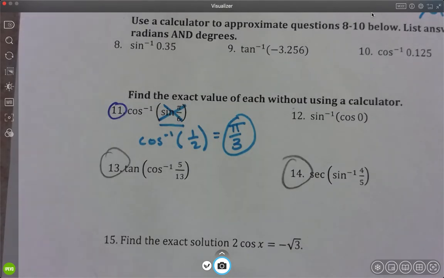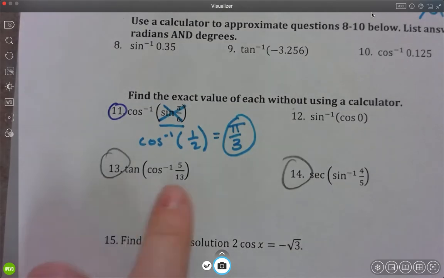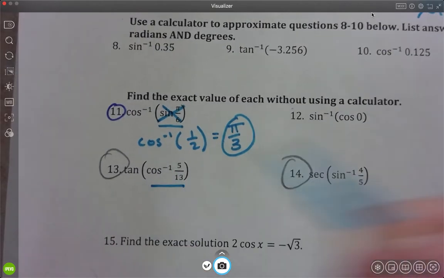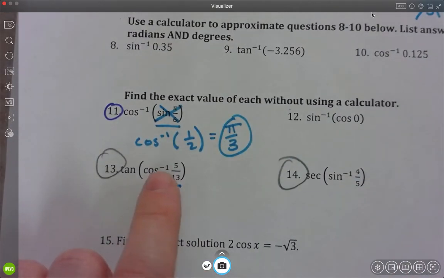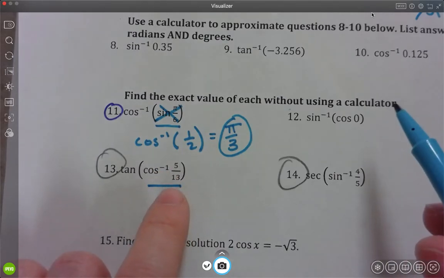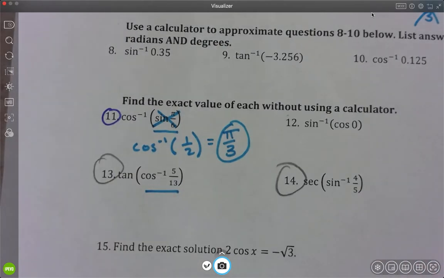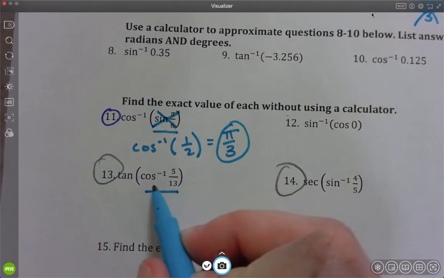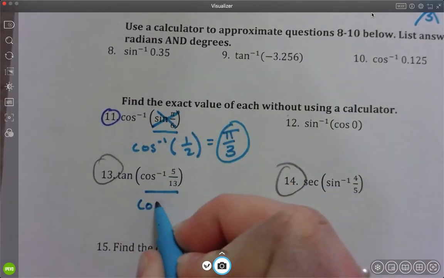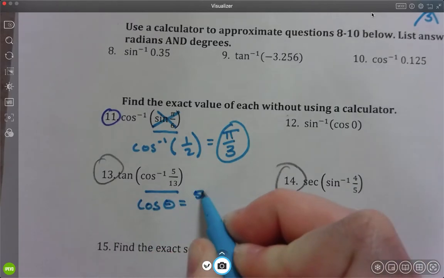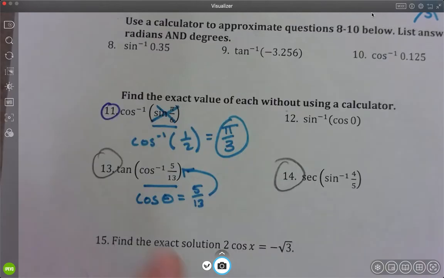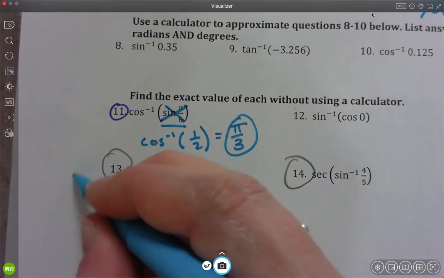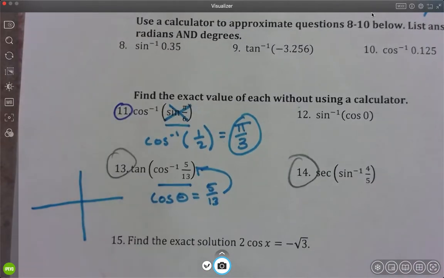All right, now, this one, number 13, we start from the inside again, and this one says inverse cosine of 5 over 13. We're not using a calculator here, but I don't have any 5 over 13s on my unit circle. What this says is that cosine of some angle theta is equal to 5 over 13. That's what this says, just in a backwards form, right? So I need to figure out what that angle theta looks like, and I'm going to draw a triangle of it, and that will help me figure out what tangent of that is, okay?